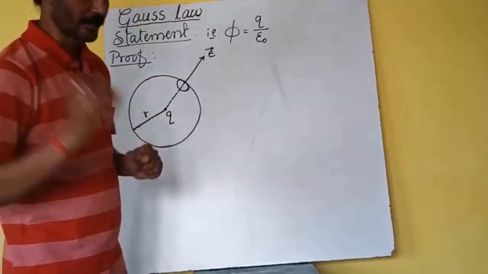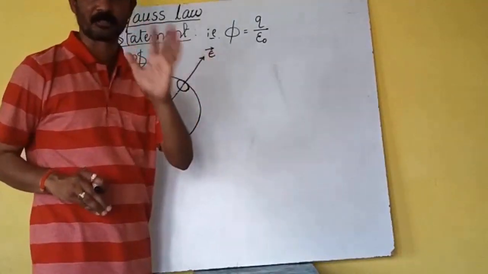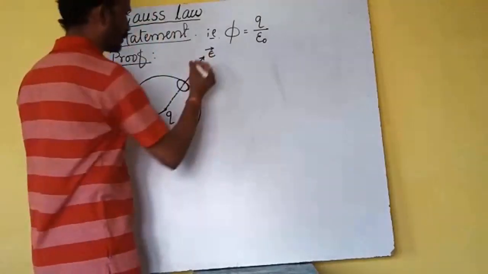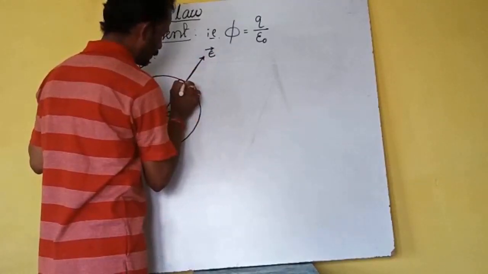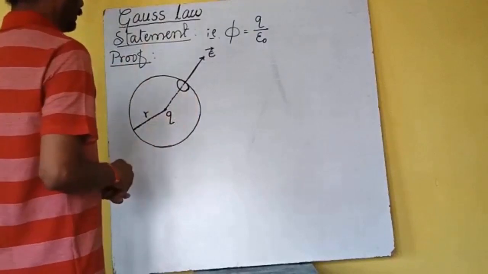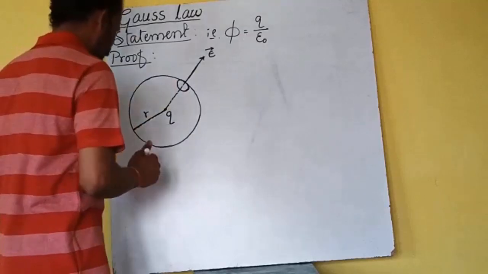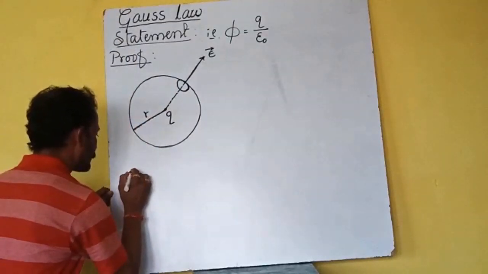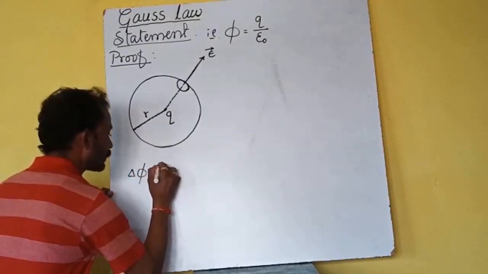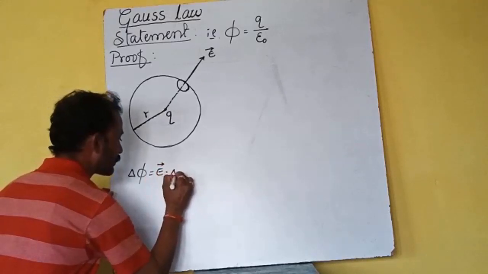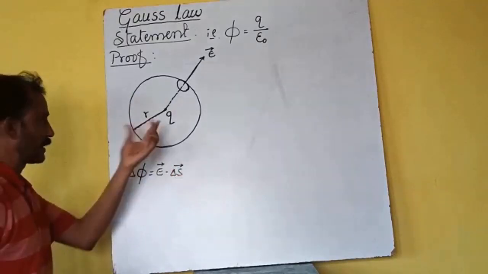We know that according to the properties of electric field lines, the electric field line is always normal to the surface of a charged conductor. So the direction of the electric field is normal to the surface of the sphere. The electric flux through the area element delta S is given by delta phi is equal to electric field vector dot delta S vector. Here delta S vector is an area vector.